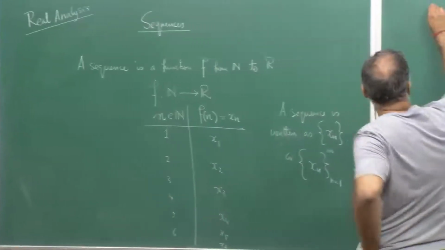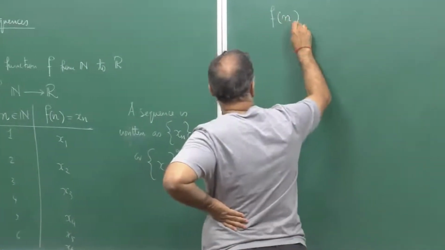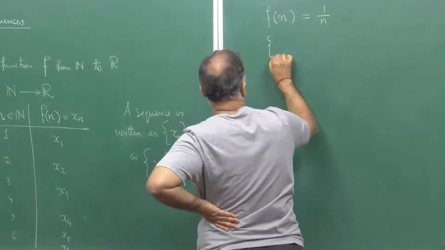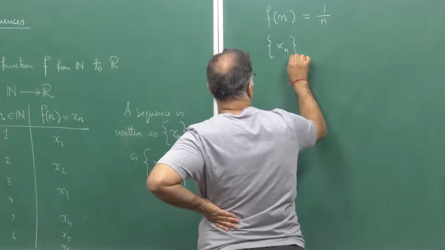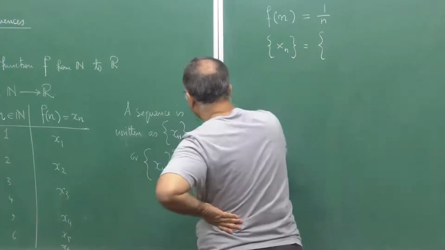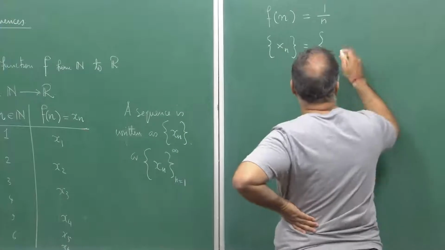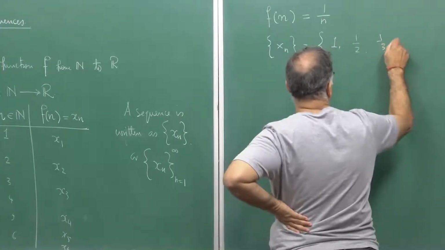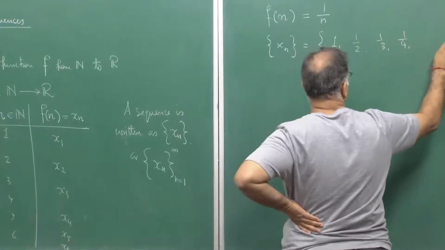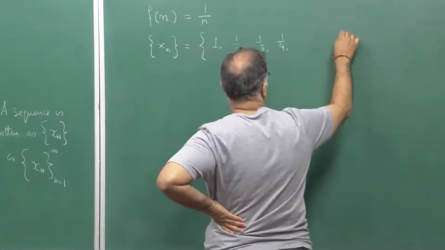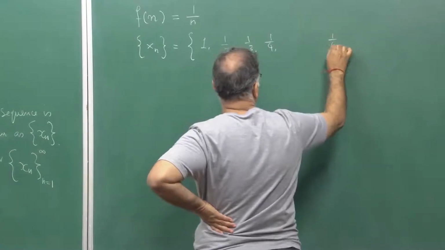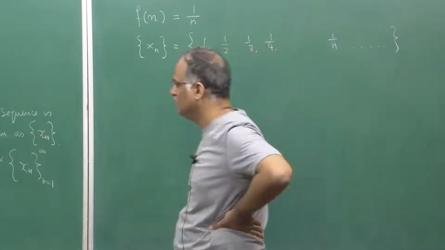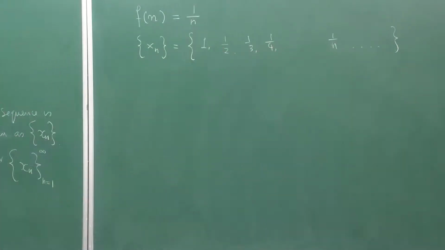So, for example, if I take the sequence f of n as 1 by n, so the sequence xn now, we will not write n equal to 1 to infinity, it is obvious, is 1 when n is 1, is half when n is 2, is 1/3, 1/4, sorry, 1/n, it just goes on without end. So, this is the complete enumeration, right.